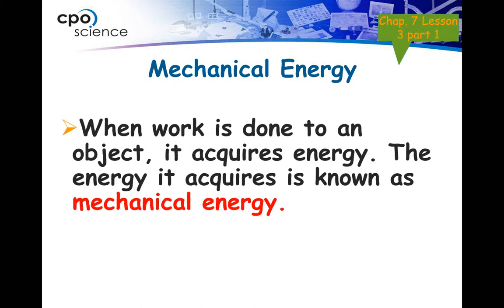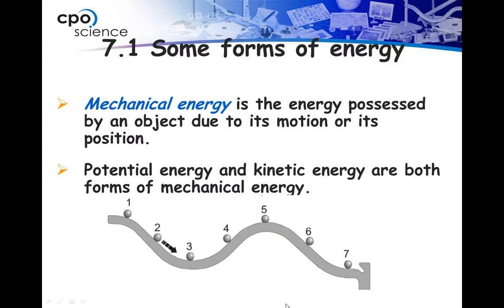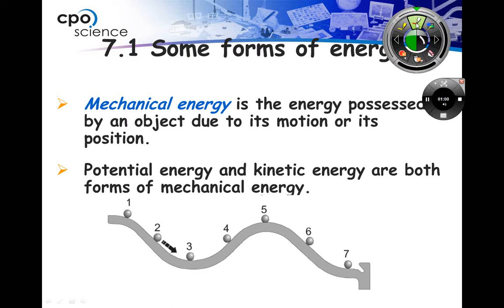So, when work is done to an object, it requires energy. The energy it requires is known as mechanical energy. Mechanical energy is the energy possessed by an object due to its motion or its position. Potential energy and kinetic energy are both forms of mechanical energy. Alright, so you need to know that potential and kinetic energy are forms of mechanical energy.